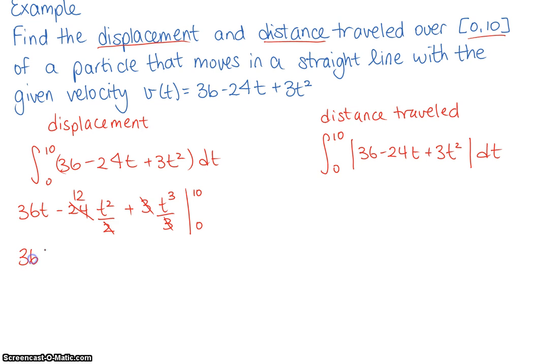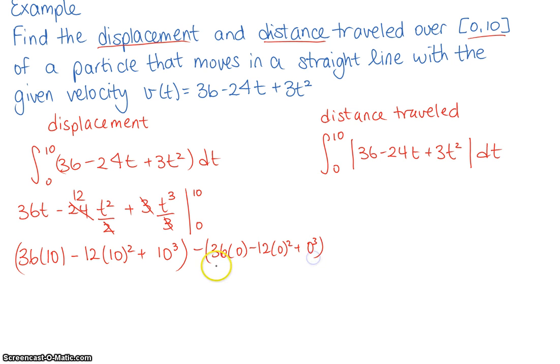So we'll have 36 times 10 minus 12 times 10 squared plus 10 cubed, and that whole thing again subtract the scenario where you have 0. Which we know is just going to become 0. So plugging everything in, we're going to find that we get 160.